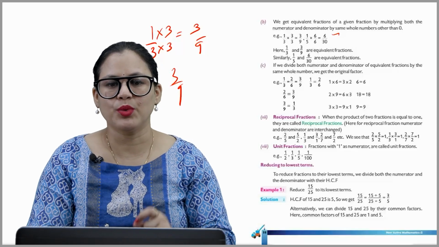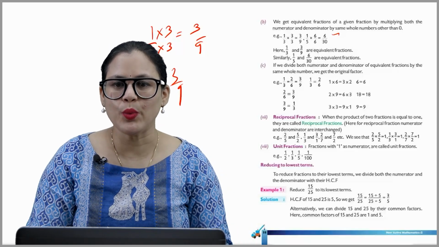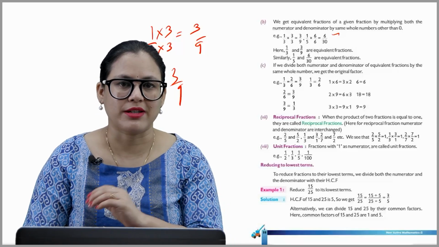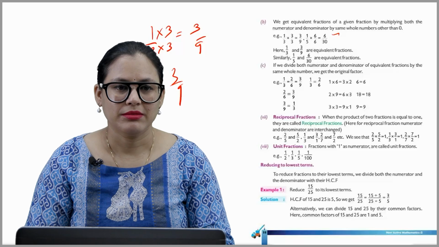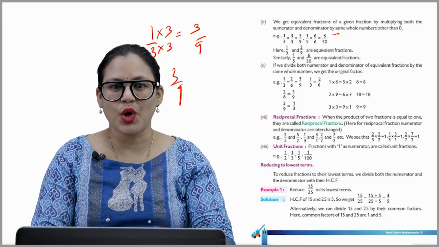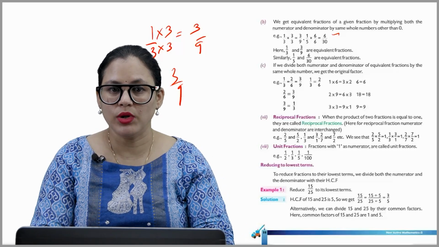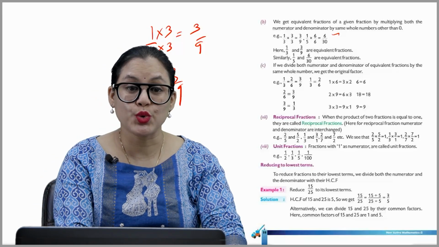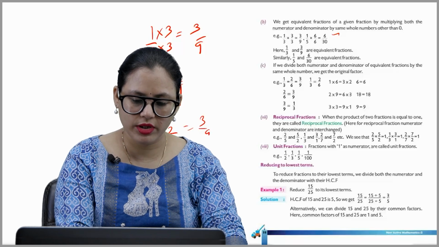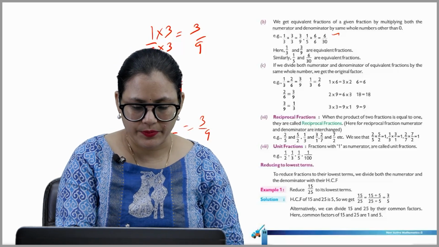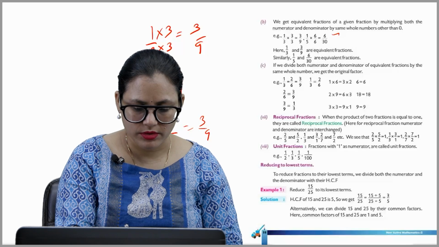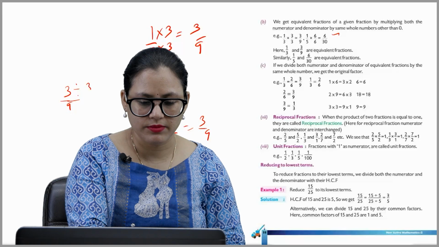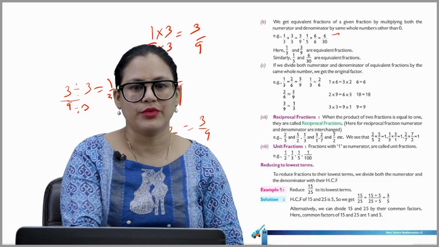See, if we divide both numerator and denominator of equivalent fractions by the same whole number, we get the original fraction. For example, 1 by 3 is equals to 2 by 6 is equals to 3 by 9. Okay, these are equivalent fractions. Let's divide it by 2. We'll get 1 by 3, 3 by 9. If we divide it by 3, we'll get 1 by 3, right?